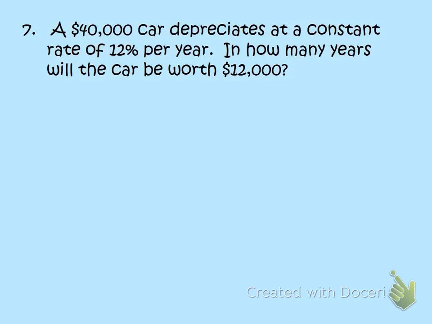Right? So, for example, this one. A $40,000 car depreciates at a constant rate of 12% per year. In how many years will the car be worth $12,000? All right, well, the first thing we got to do is pick out the right formula. And so some things you want to look for. Depreciates and per year. Since it's per year, that means that we're going to pick up that first formula, right?